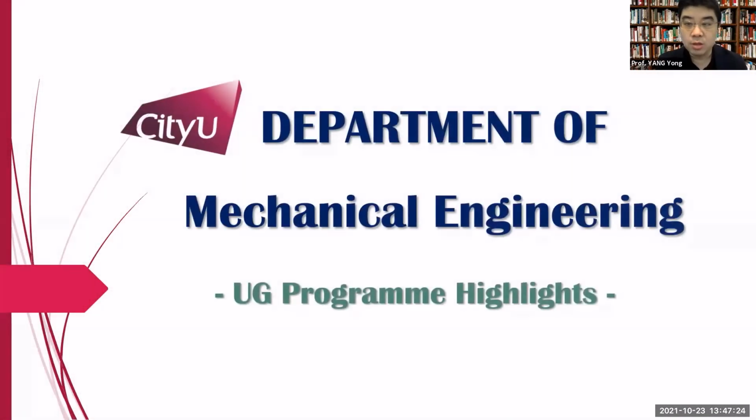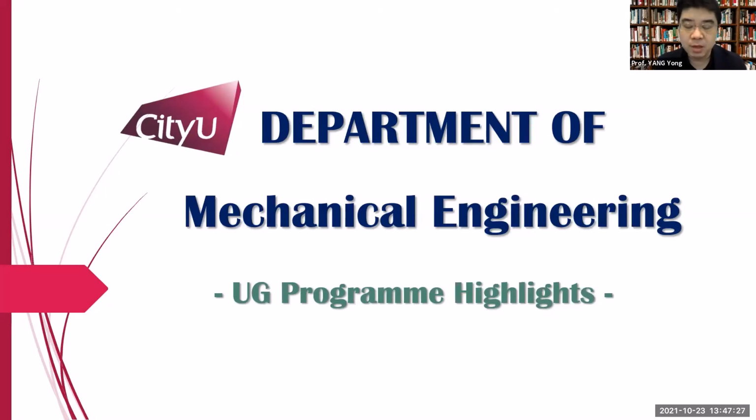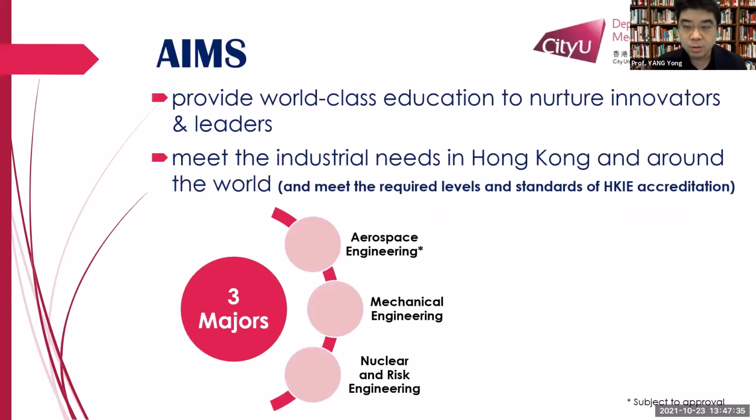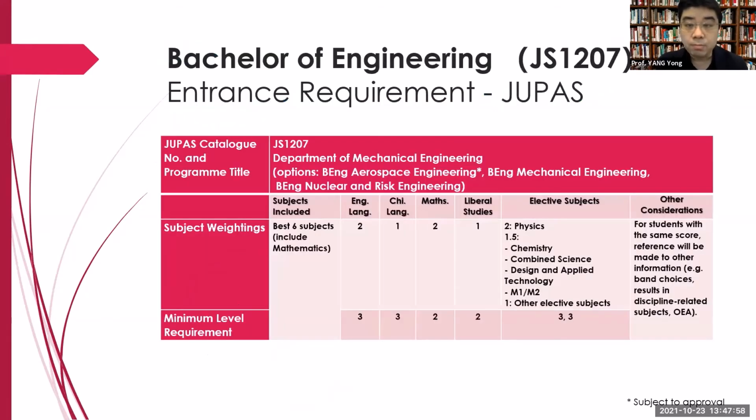Before we get into the aerospace, let me give you an overview of our department and the undergraduate programs. In general, as mentioned by Stephen, our current undergraduate program consists of 3 majors. One is aerospace engineering, a very new program which is launched this year. We have mechanical engineering and the nuclear and risk engineering programs. Both programs are accredited by Hong Kong IE, and aerospace engineering is also going to be accredited as well.